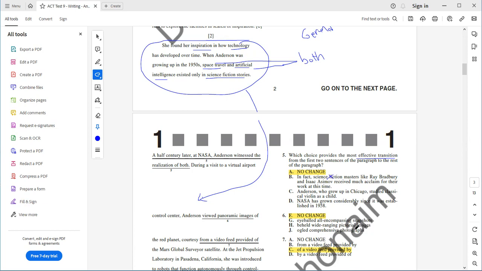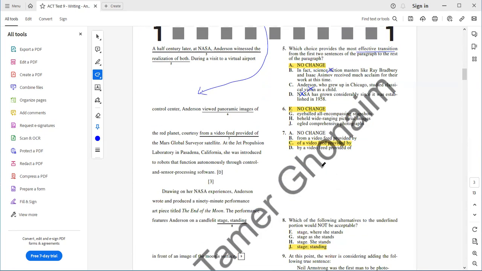Okay, C. Anderson, who grew up in Chicago, studied classical violin as a child. We're talking about space travel, artificial intelligence, and science fiction stories. Why does he start talking about violin? So I'm going to cancel it. D. NASA has grown considerably since it was established in 1958. We're not talking about NASA as an organization here. The main thing for us is that space travel and artificial intelligence until that time weren't anything, but later it starts. So the best answer is going to be A. Right? Yes. Okay.